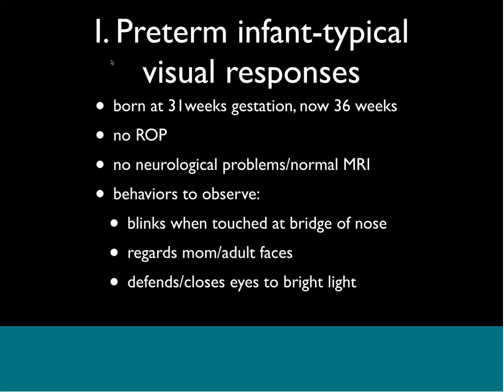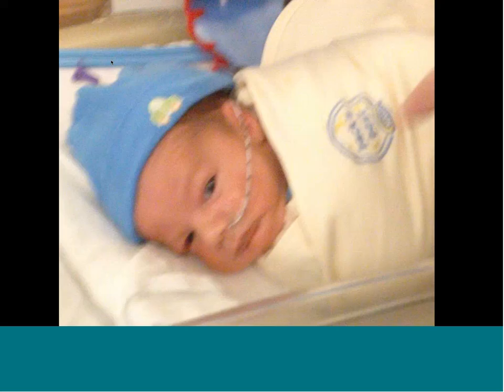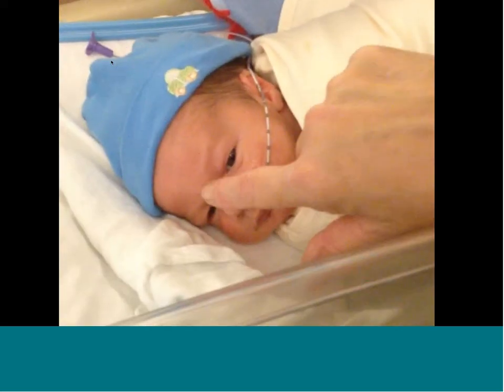All right, so I wanted to show you 2 quick videos. The first video shows a baby who's 31 weeks gestation, but in the video is 36 weeks, has no eye disease, no ROP, has a normal MRI and normal brain, and no neurologic problems. Their neurologic exam was normal. They blink when they're touched on the nose, they look at their mom's face, and they close their eyes to bright light. This will give you a sense. There are some things in here that are not part of screening. Ignore those. Okay, so this is a baby, you'll see how he blinks?